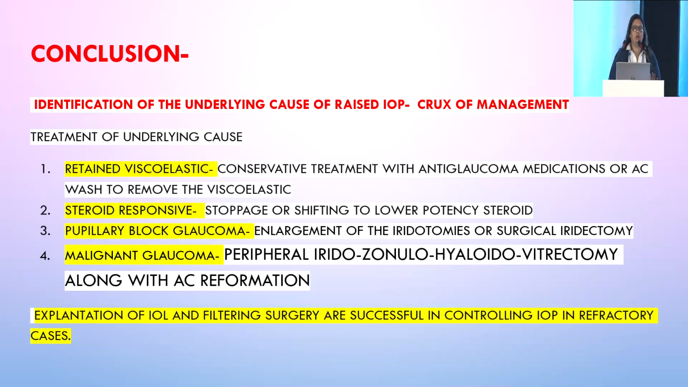To conclude the topic: identify the underlying cause of raised IOP. The crux of management is treatment of the underlying cause. For retained viscoelastic, conservative treatment with anti-glaucoma medication or AC wash to remove the viscoelastic. If it is steroid responsive, stop or shift to a lower potency steroid. For pupillary block glaucoma, enlargement of the iridotomy or surgical iridotomy. If it is malignant glaucoma, peripheral irido-zonulo-hyalido-vitrectomy along with AC reformation, explantation of the IOL, and filtration surgery are successful in controlling IOP in refractory cases.